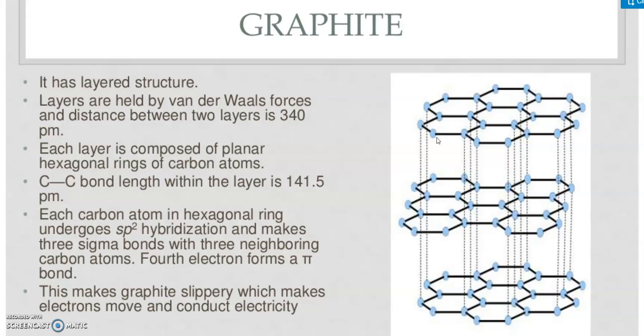So this is the topic. We have seen crystalline solids and amorphous solids and different types of crystalline solids.